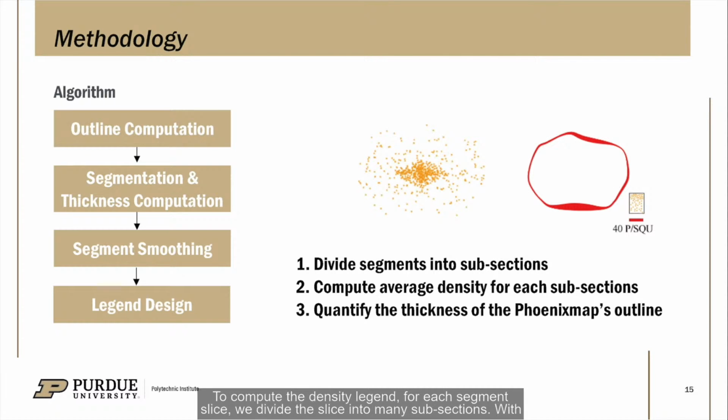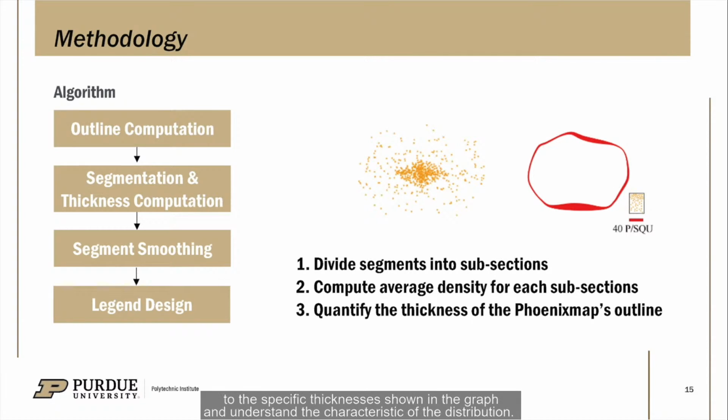To compute the density legend, for each segment slice, we divide the slice into many subsections. With the text at the bottom of the legend, the user can easily see how many points correspond to the specific thickness shown in the graph and understand the characteristics of the distribution.